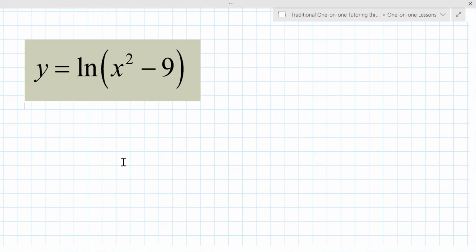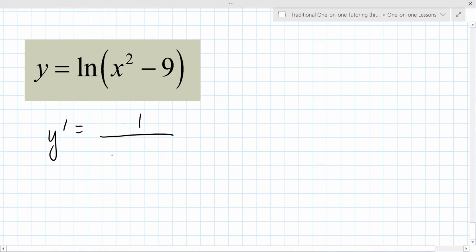Are you supposed to use the 1 over x thing? Yes, and 1 over refers to whatever's inside again. So 1 over x squared minus 9, and then times 2x, right? Yes. And then 2x on the top. Yes.